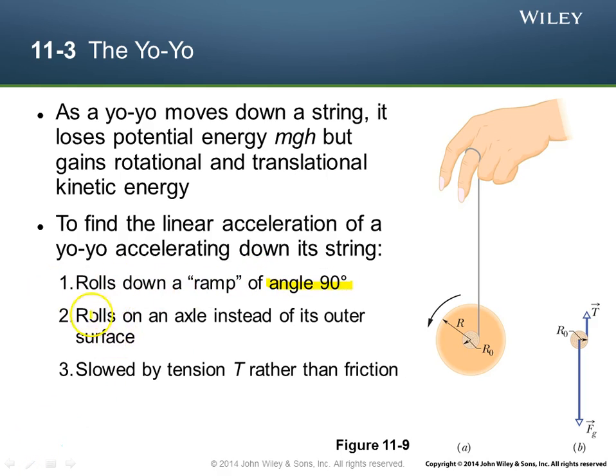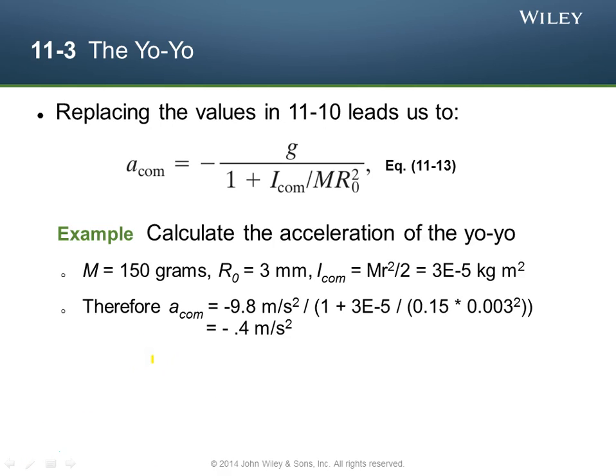The difference here is that it rolls on an axle instead of its outer surface, and it's slowed by tension rather than friction. And so we can use the result of equation 11.10 to calculate the acceleration of a yo-yo as it falls. And we notice this when we throw a yo-yo down, or if we just drop a yo-yo, we see that its acceleration is much smaller than just dropping an object.